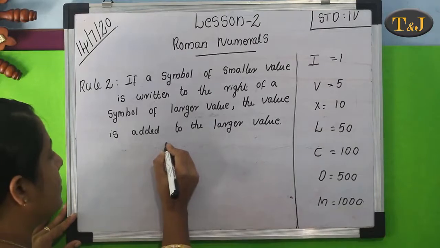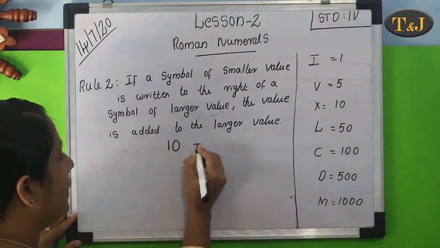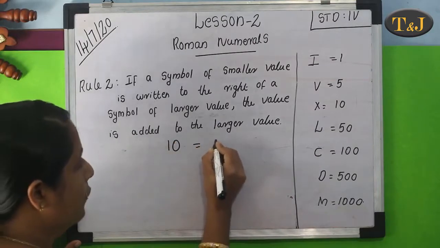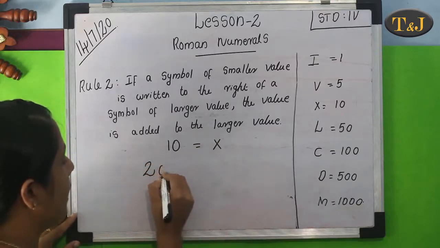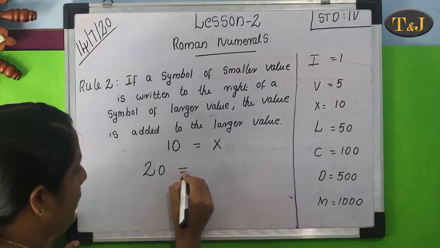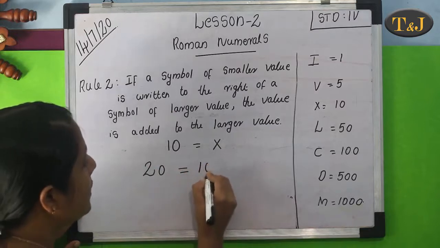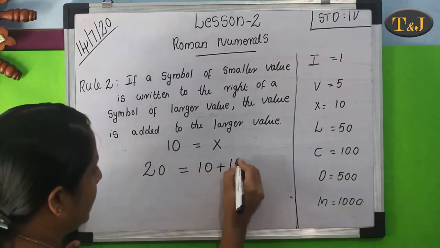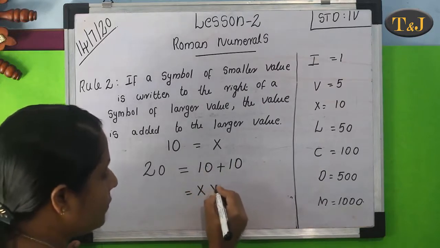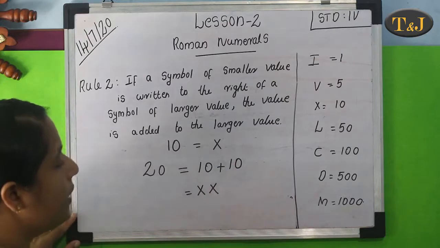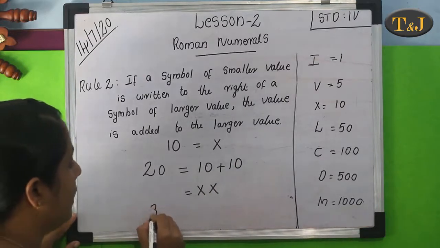Then starting with the number 10, we know that the Roman numeral of 10 equals X. Next we want the number 20. How can we write the number 20 in Roman numerals? That is 20 equals 10 plus 10. Here 10 equals X. Then again we write X, so XX equals 20. Then 30 equals how many X?